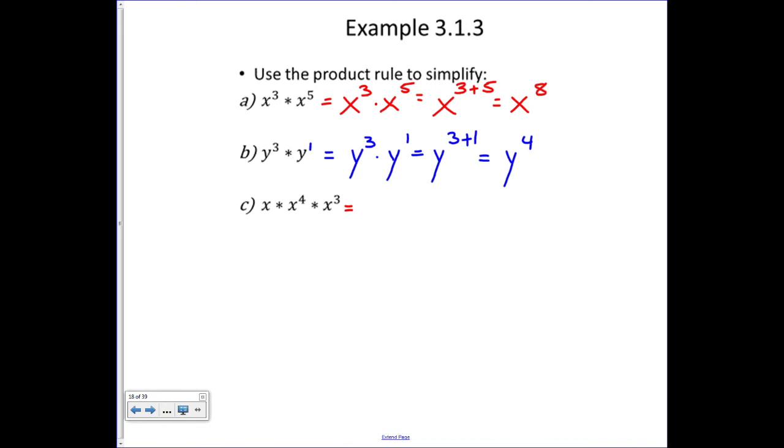In the final example, we have x, which is the same thing as x to the first. Now, if we have more than two variables, it still works the same way. If the bases are all the same, we can just add their exponents, 1 plus 4 plus 3. And that's going to give us x to the 8th. So if you multiply numbers with the same base, you add their exponents. It's known as the product rule for exponential expressions.